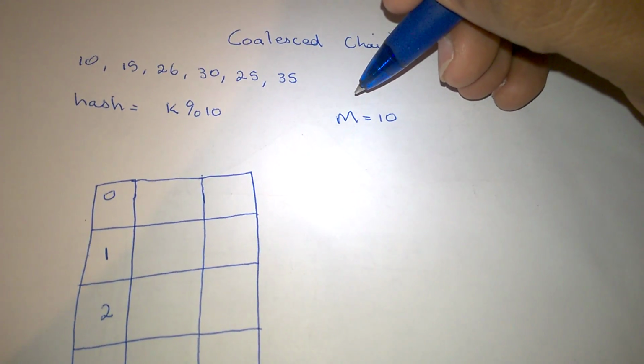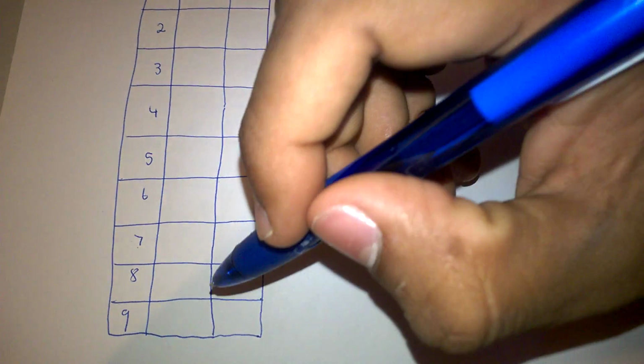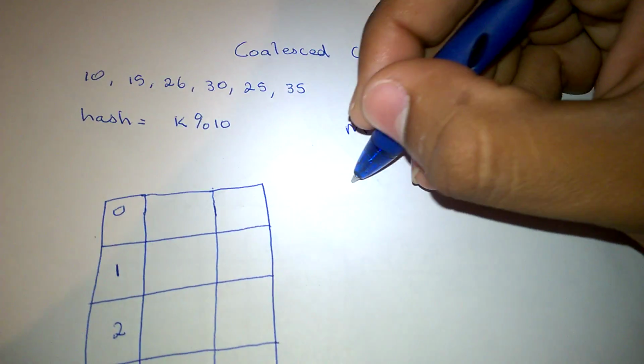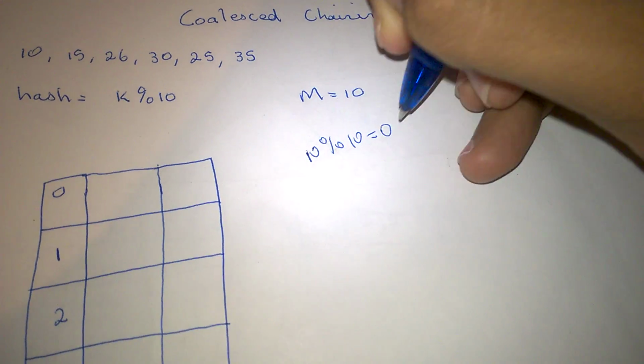What it does is when you get a clashing value, you start from the bottom and insert values from the first available position starting from the bottom. You'll see how it works. So the first value you want to insert is 10. So 10 mod 10 is equal to 0.